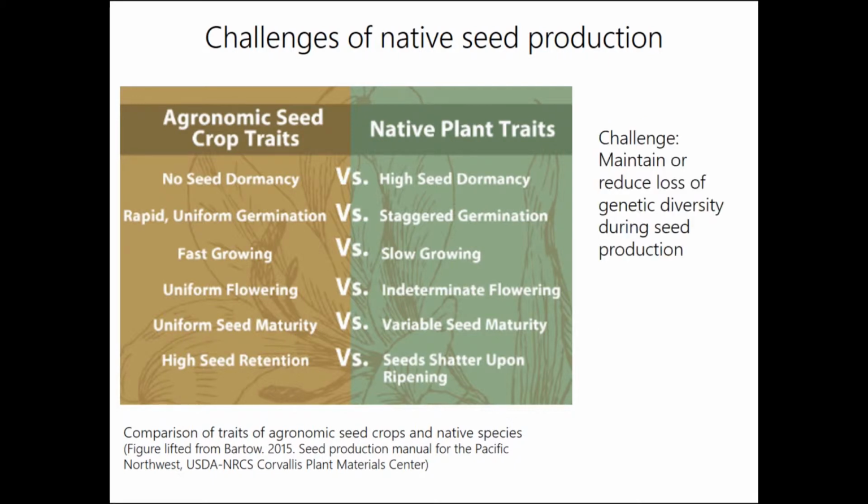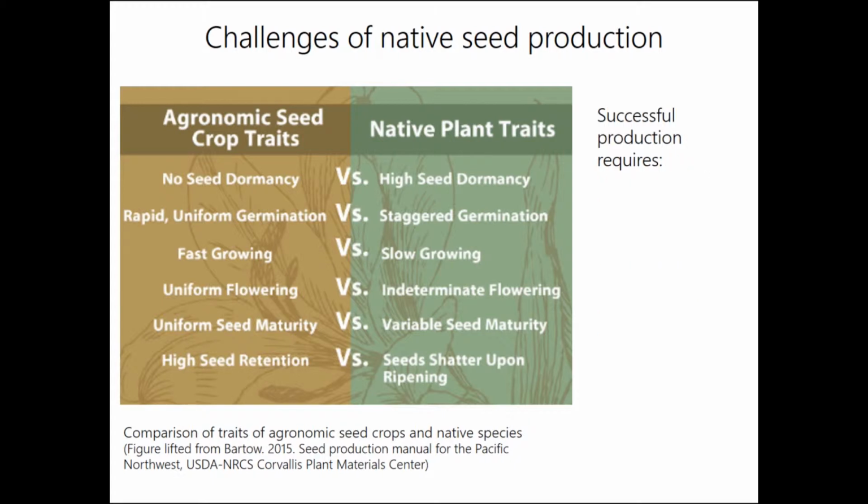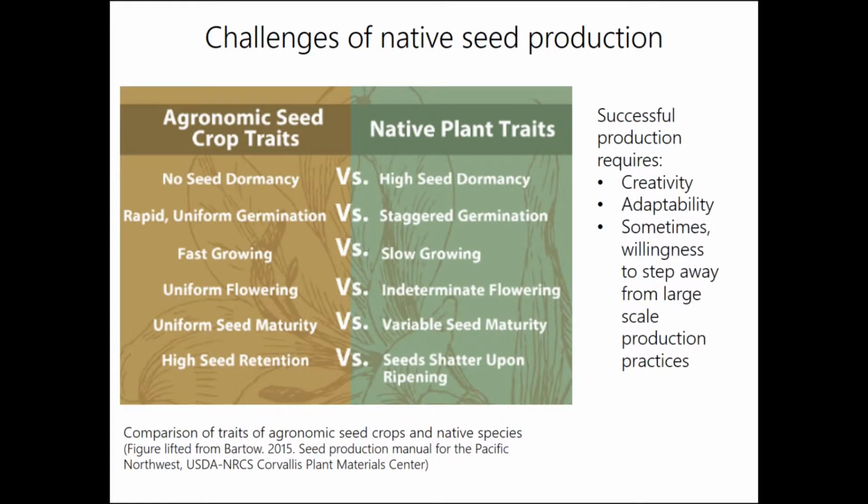So the challenge, and we talked about genetics also in the first session, the main challenge for native seed production is to try to maintain that genetic diversity, or reduce the loss of that genetic diversity during seed production. In order to maintain genetic diversity, you may need to change some production aspects. Successful production of native seeds requires creativity, adaptability, and sometimes the willingness to step away from large-scale production.